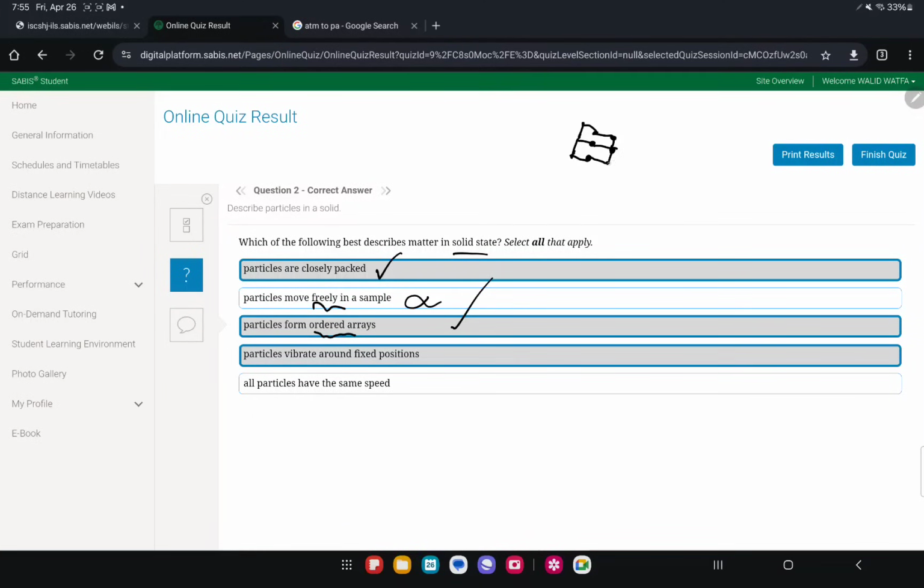And then it goes down here, it goes here, continues here. So it's just a cube, it's all ordered. It's like this. So they're all ordered, if you get what I mean. And one here. I'm just trying to draw it for you. Do they vibrate around fixed positions? Of course they do. You guys know solids all vibrate. Do they have the same speed? No, of course not.